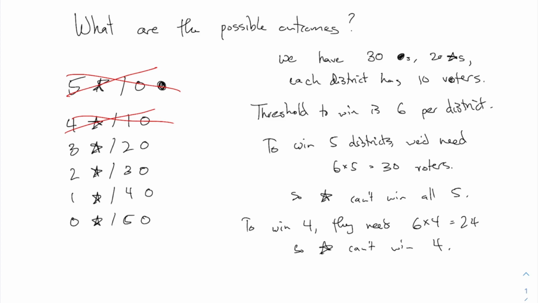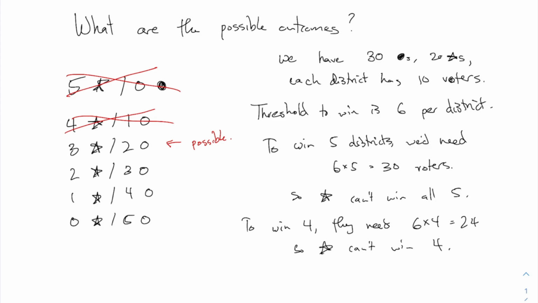What about the next one? Is it possible the Stars can win 3? This would require 6 times 3, which is 18. That should be possible because they have 20. So this one seems to be possible to me. That's because for the Stars to win 3, that would require 3 times 6, which is 18 votes. And they do have 18 votes, right? They have 20 actually, so they should be able to do that.